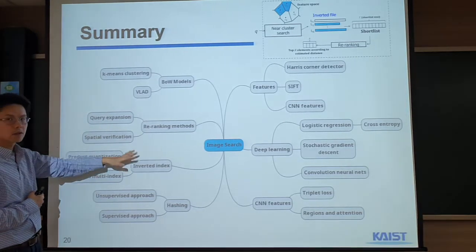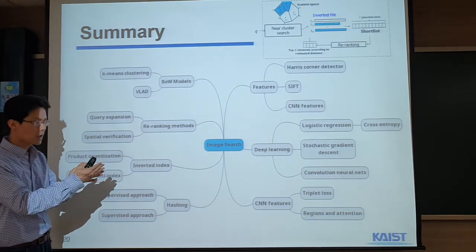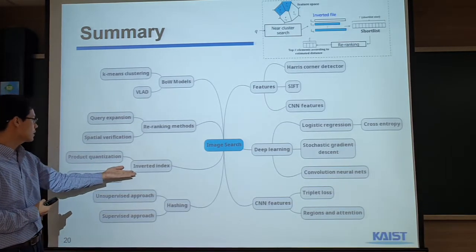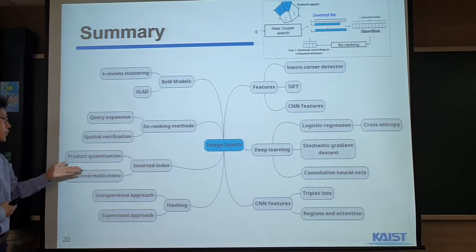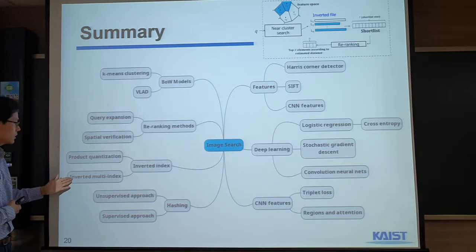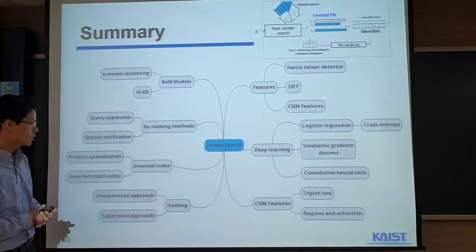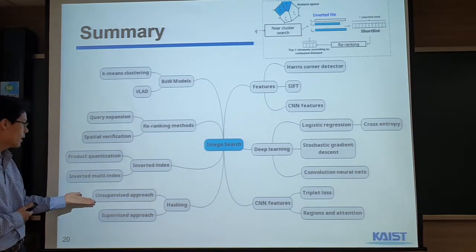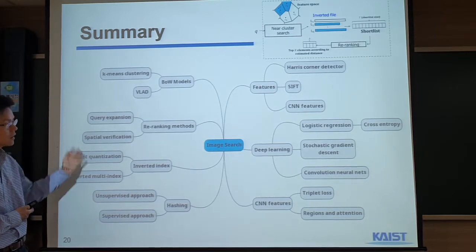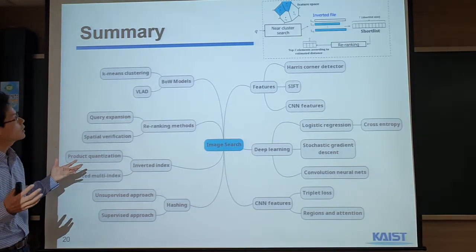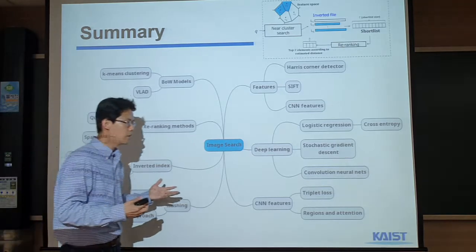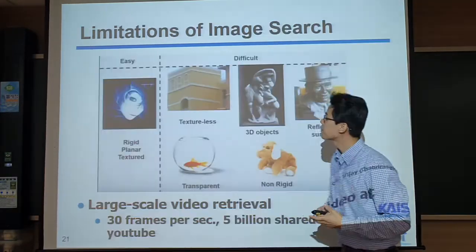Also, I talked about how to localize our search area. We talked about the inverted index, and for that we can use product quantization, also the inverted multi-index. And finally, I talked about hashing techniques, with unsupervised or supervised techniques. These are the main summary of what we have talked about so far.